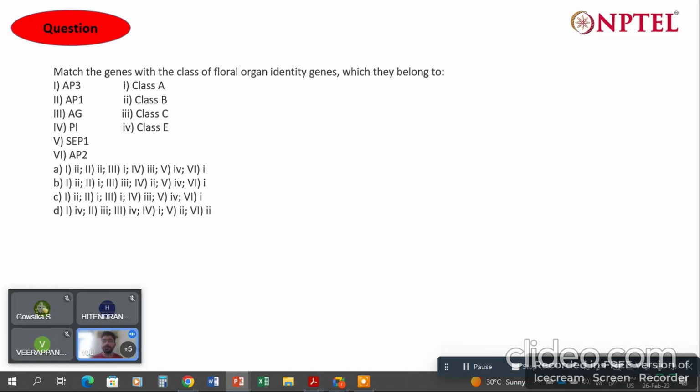So, the first question is: match the genes with the class of floral organ identity genes which they belong to. Here in column 1 is the name of the genes, and in column 2 is the class of the genes. So can you guess what the answer can be?